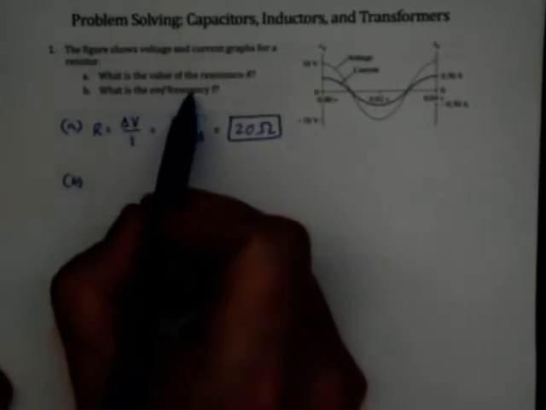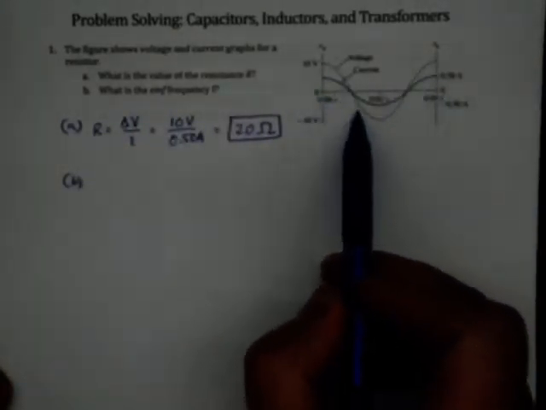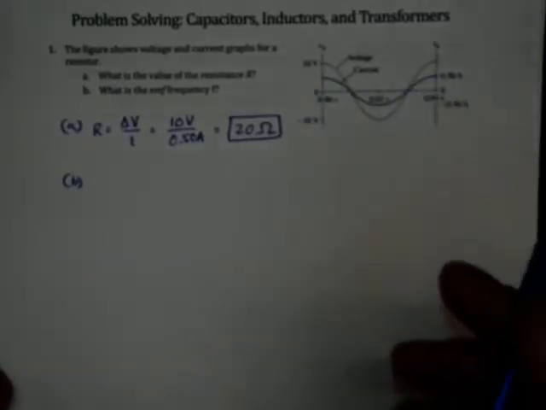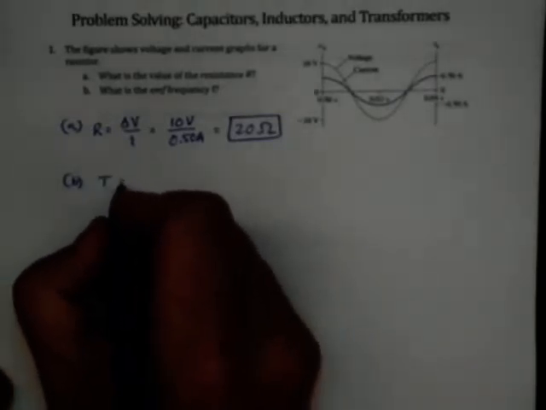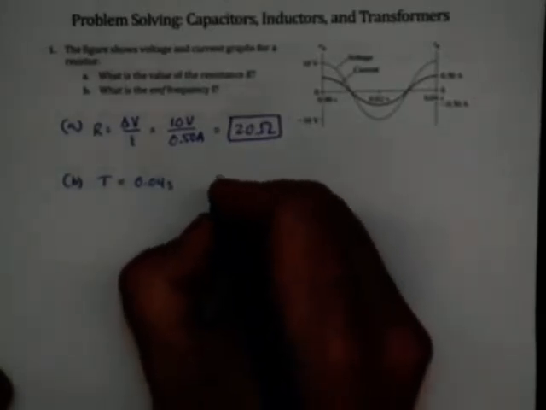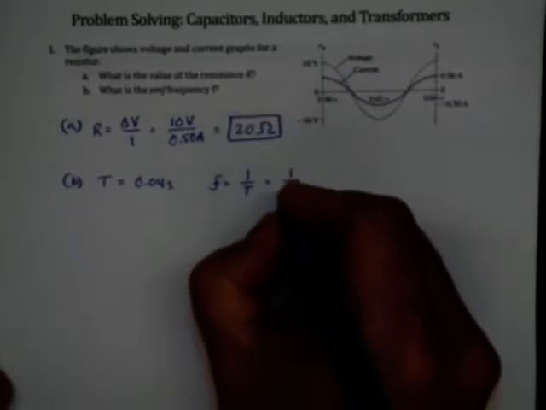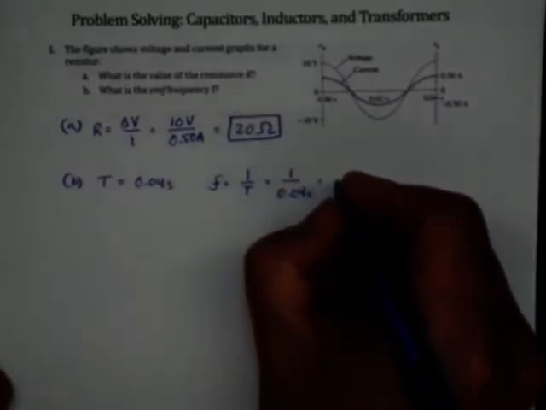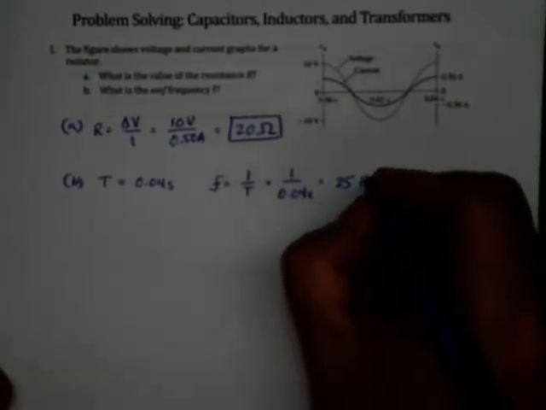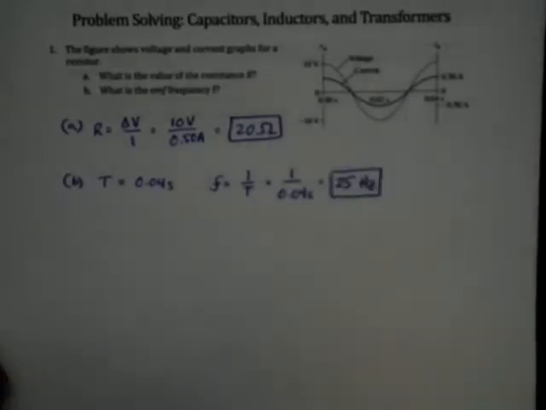What is the EMF frequency F? Well, again, we see that this voltage and current are oscillating. The EMF, or the voltage, takes 0.04 seconds to go through one complete cycle. So the period of that is 0.04 seconds. Frequency is the inverse of the period. So 1 over 0.04 seconds gives us 25. The units are inverse seconds, but we more commonly write that as hertz. A hertz is a cycle per second.